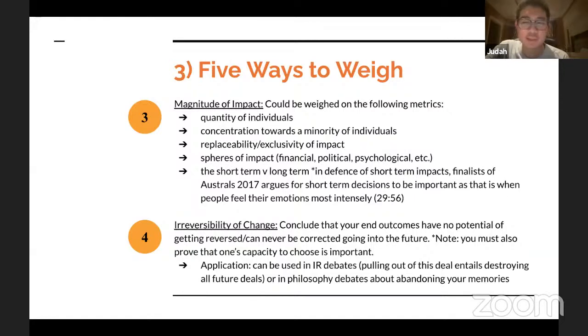The reason is because, and I'll point you to an example, yeah? The example is the finalist of Australs, particularly in the DPM speech. They argued that short-term decisions have to be prioritized because that is when people feel their emotions most intensely. So because people feel those emotions most intensely, they're unlikely to make a wrong decision as of day 50 compared to day 1, let's say people who are grieving the loss of a loved one. And for that reason, you had to prioritize the short term in contrast to the long term, right? So it can really go both ways, but you have to be quite strategic with this.